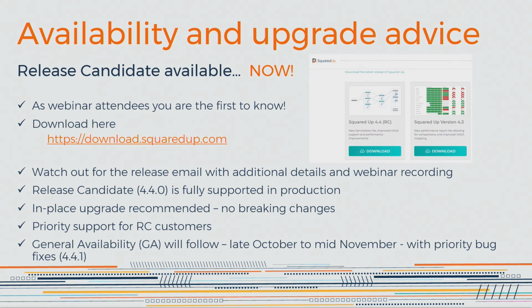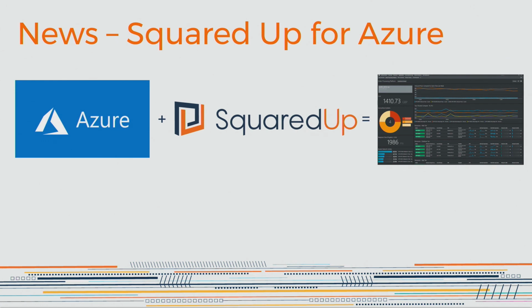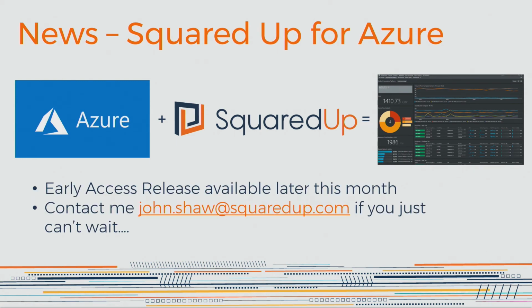The reason for that is we are aligning that GA with another thing we're doing, which I gave you a little preview of in the last release webinar. I said that sometime in October we were thinking of making a Squared Up for Azure available. Well, we've been busy working on it, and we're going to align that with this new 4.4 for SCOM. So there will be a 4.4 for Azure. Later this month, we're going to have that early access release publicly available. So keep watching this space.